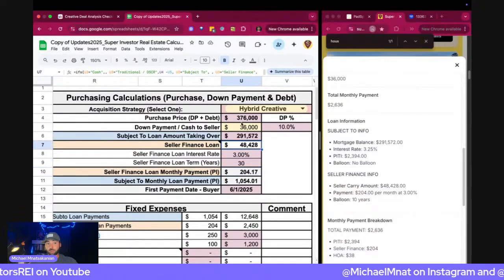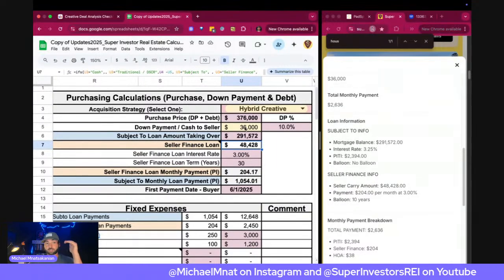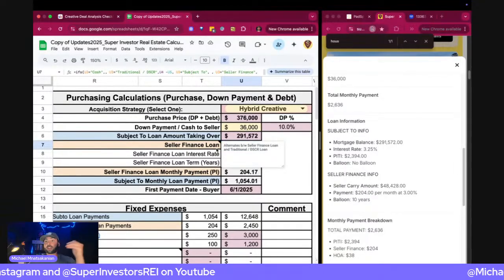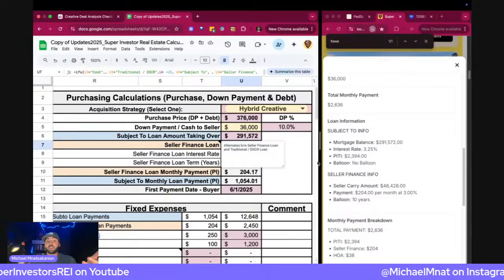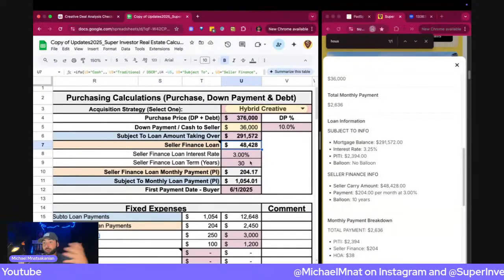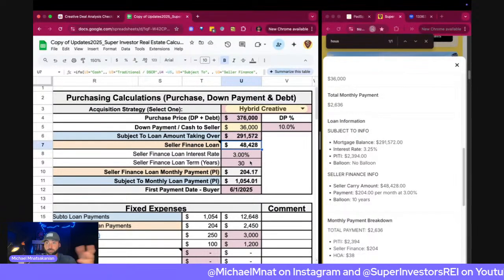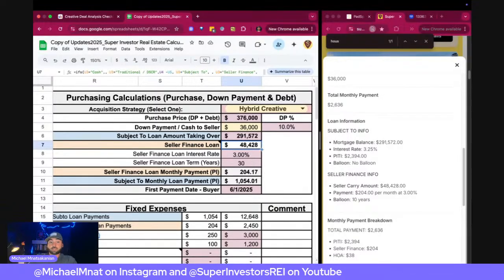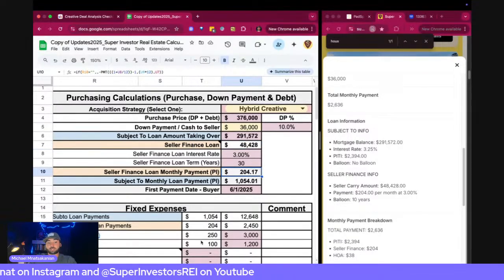The remaining loan amount, right? The purchase price minus the cash to the seller, those entry costs, seller, agent, wholesaler, whatever, minus the loan amount you're taking over is what is the seller finance. That's the remainder of their equity. And at 3% interest rate over 30 years, which is the common amortization schedule, if you paid it in full in 30 years, every single payment, it would pay it off. The payment for that is $204.